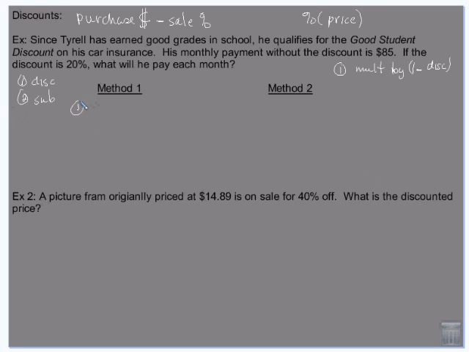For method 1, I'm going to find the discount. It's 20% discount off of $85. So 20% is 0.2. So 0.2 times 85 gives me 17. And then if I take 85 and I subtract 17 from it, I get $68. That's his discounted price.